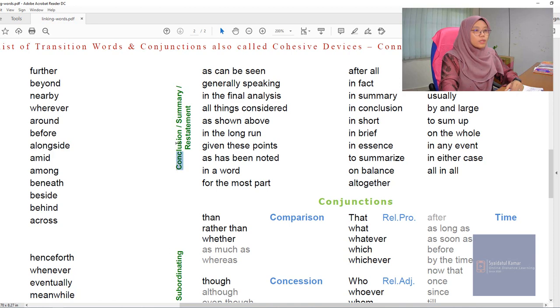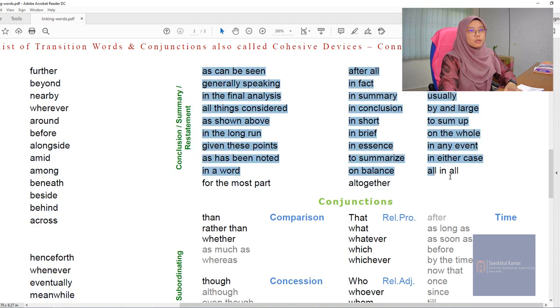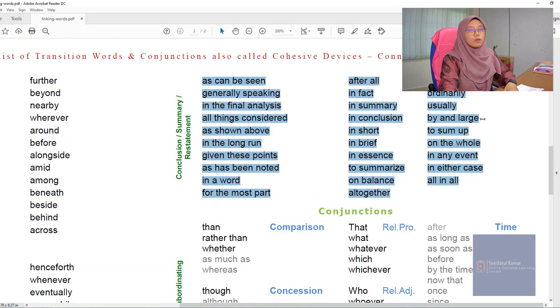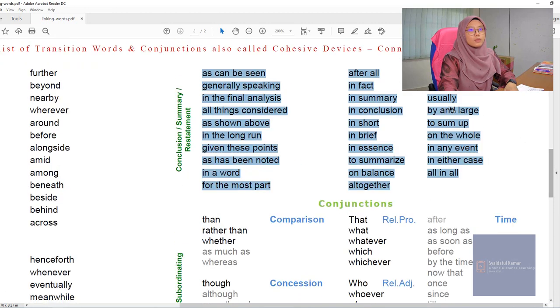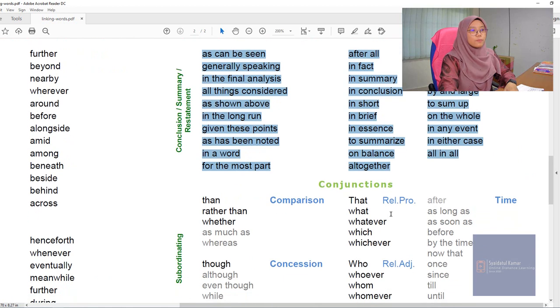Next, when you want to come up with a conclusion, summary, or restatement of something, especially in writing, or when you are almost over with your presentation, at the end of your presentation, you have to come up with a conclusion. So as you conclude, you can say phrases such as: generally speaking, in summary, in conclusion, overall. So these are the phrases for conclusion.